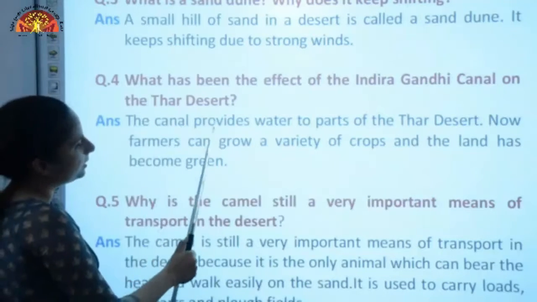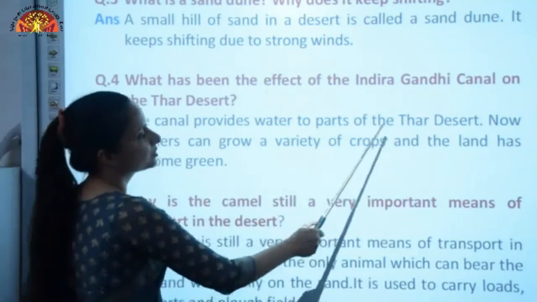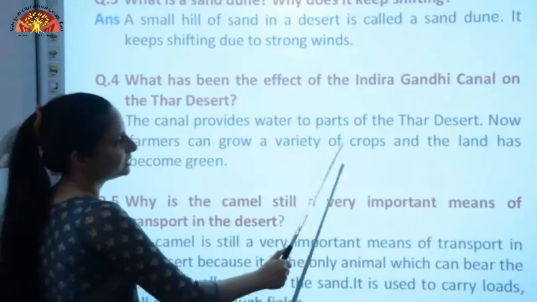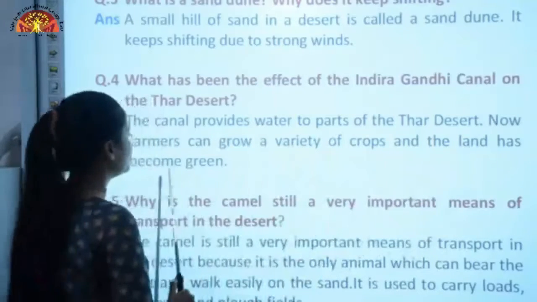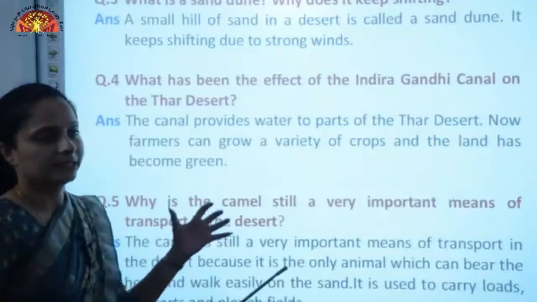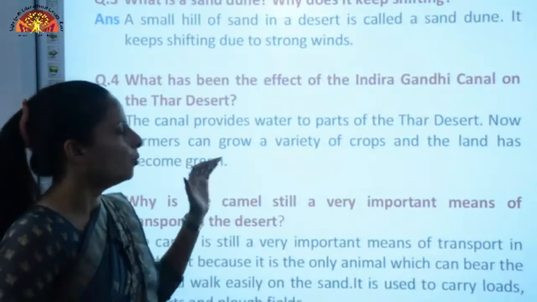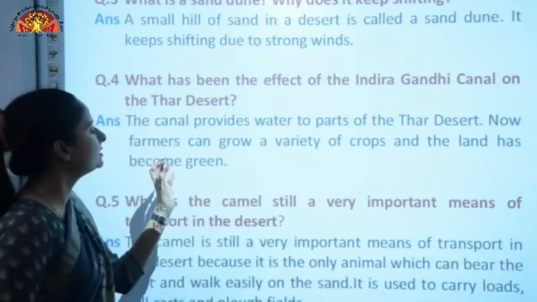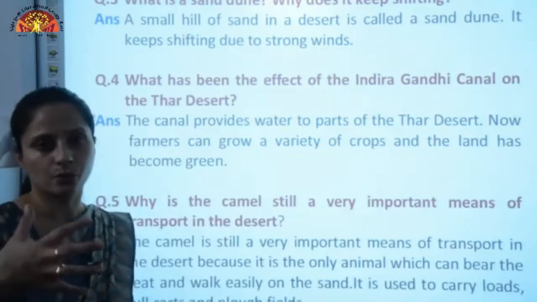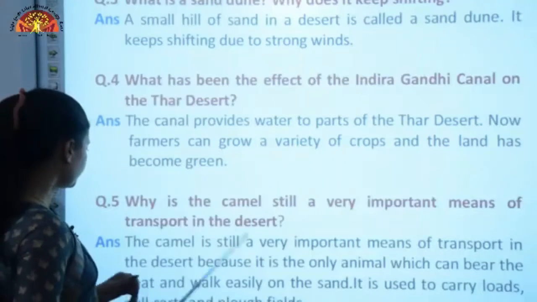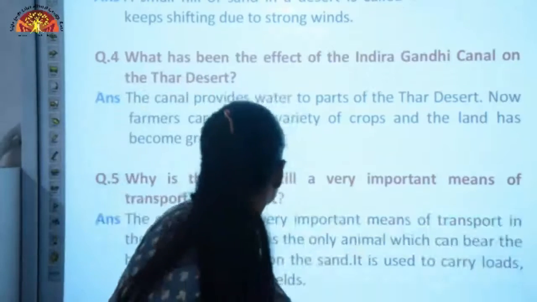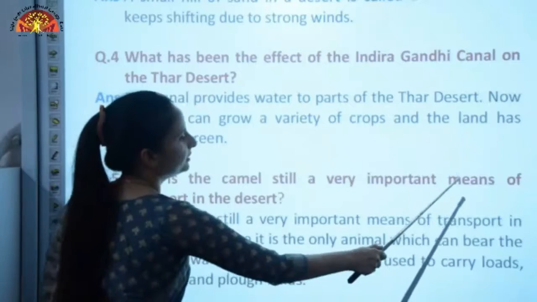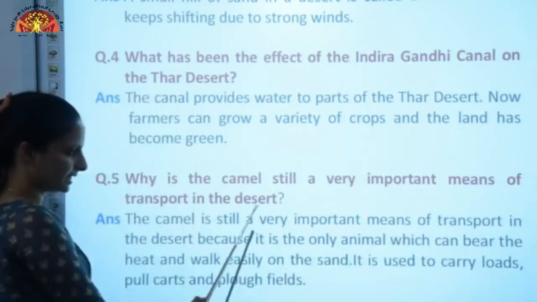Answer, the canal provides water to parts of the Thar desert. Now, farmers can grow a variety of crops and the land has become green. Because Indira Gandhi Canal provides water to some parts of the Thar desert, it has made it possible for the farmers to grow crops over there. Question number 5. Why is the camel still a very important means of transport in the desert?